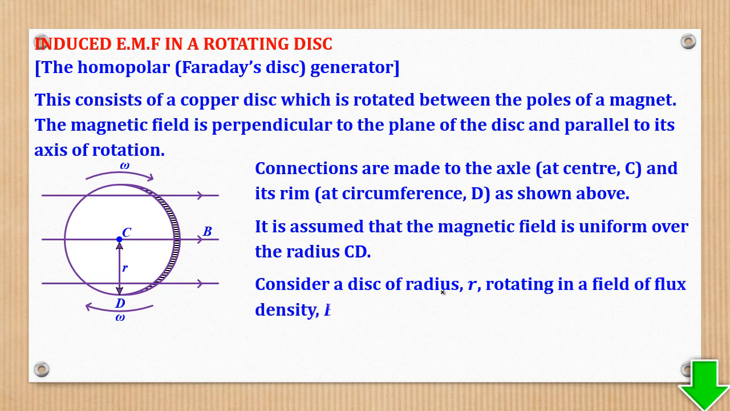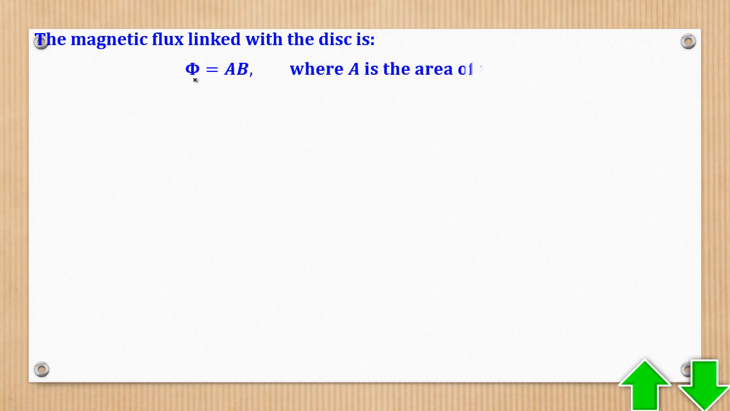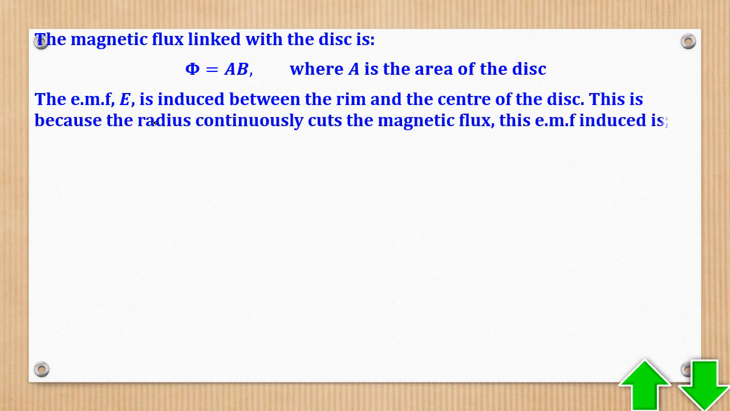So consider a disc of radius r rotating in a field of flux density B with an angular velocity ω. The radius CD sweeps out the area of the disc when it rotates. Therefore, the magnetic flux linked with the disc will be given by AB, where A is the area of the disc, and EMF is induced between the rim and the center of the disc, because the radius continuously cuts the magnetic flux, and EMF is induced.